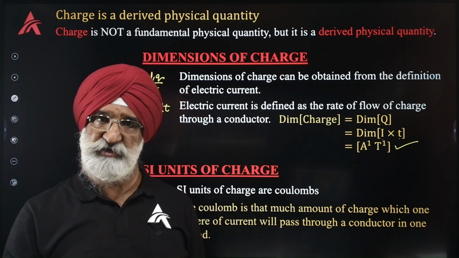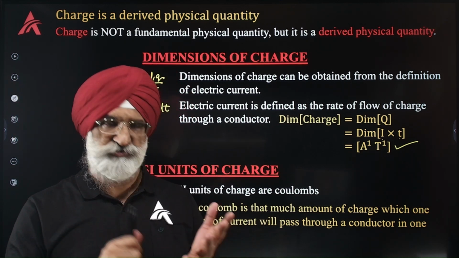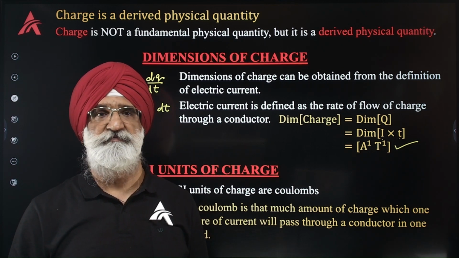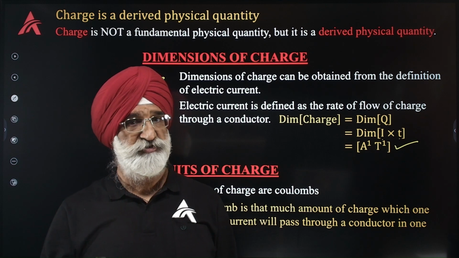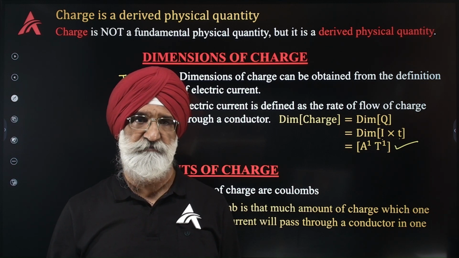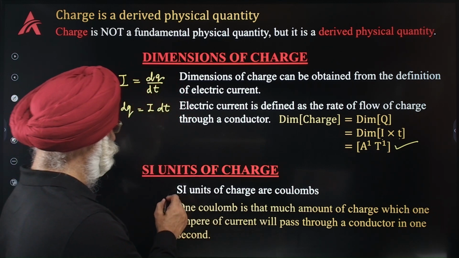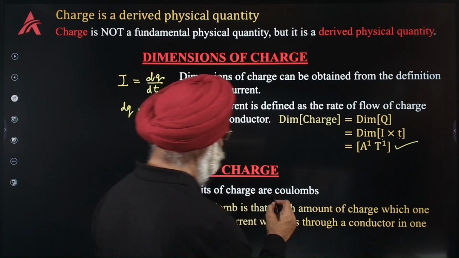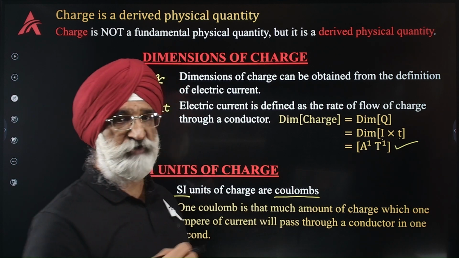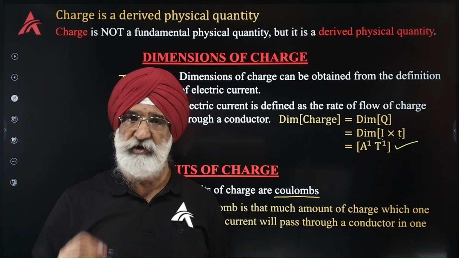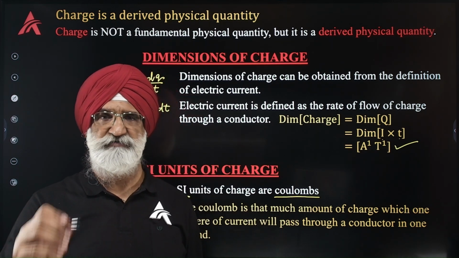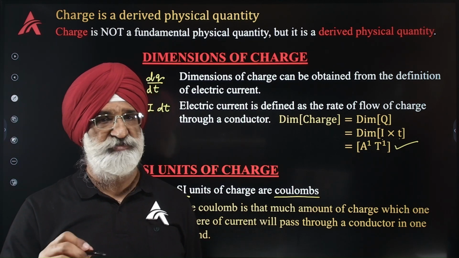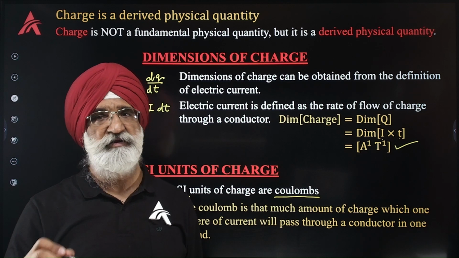Since charge is again a physical quantity, it should have some dimensions and it should also have units. What are the units of charge? The SI unit of charge, standard international, is the coulomb. How do we define 1 coulomb? 1 coulomb is that much amount of charge which flows through a conductor carrying a current of 1 ampere in 1 second.